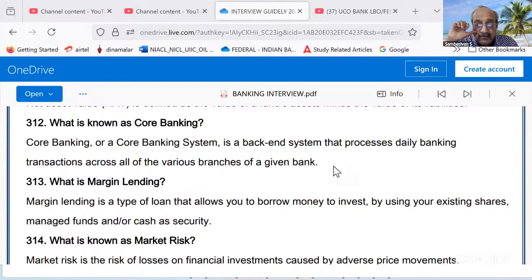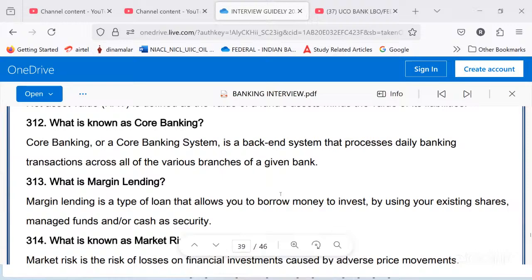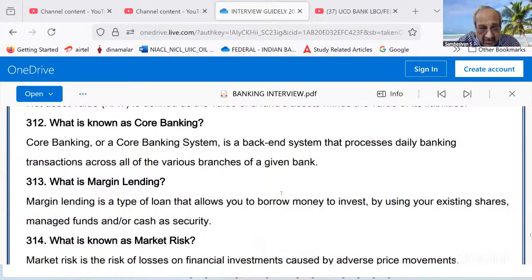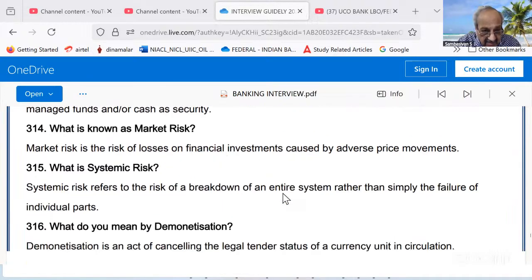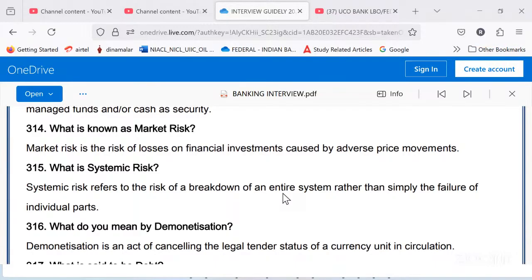Continue. What is margin lending? Margin lending is a type of loan that allows you to borrow money to invest by using your existing shares, managed funds, and or cash as security. This is not a very common question. Just read it. Next. What is known as market risk? Market risk is the risk of losses on financial investments caused by adverse price movements.